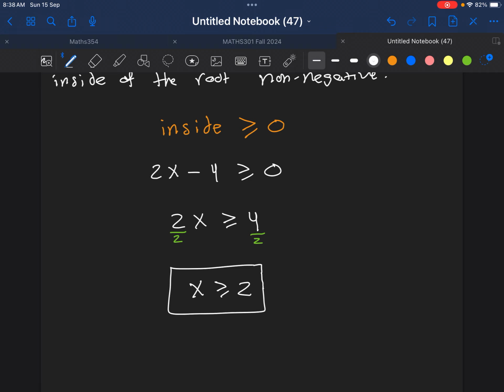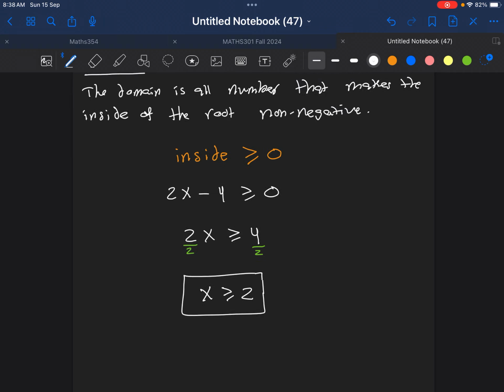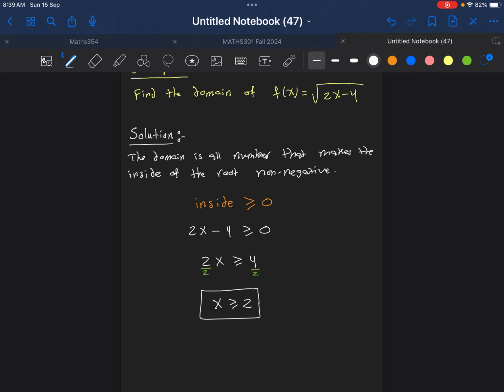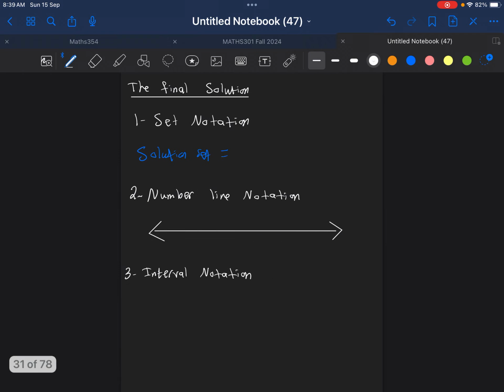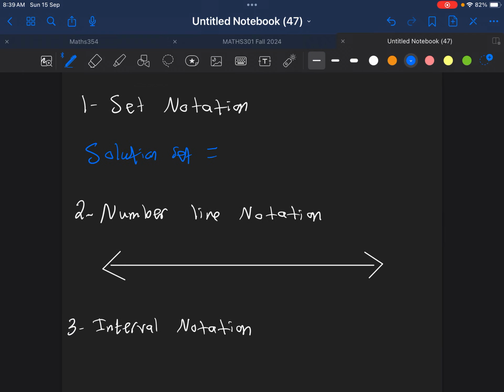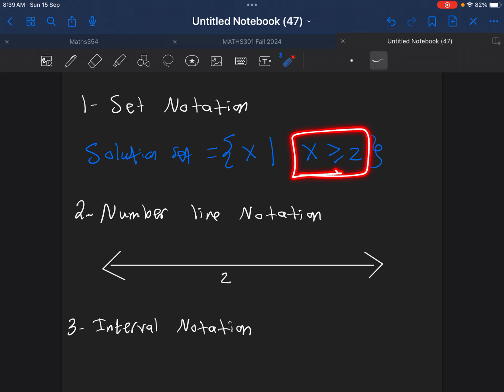And that's the answer. Because this is an inequality, we know how to do it as a number line, as an interval, and as a solution set. So let me go to the next page and write my final answer as a solution set. I will write x such that x is greater than or equal to 2. Now in the number line, this is 2. Where should I shade if I'm talking about x greater than or equal to 2?